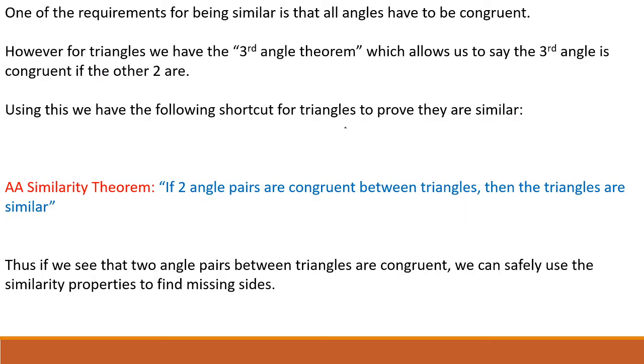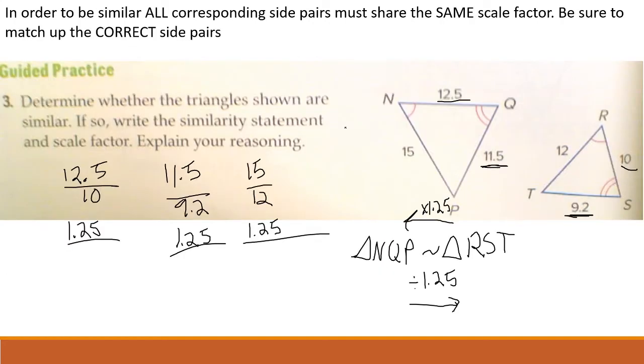Now, one of the requirements for being similar is this, like we just did there. We have to have all the sides have a matching ratio. They all have to have a matching scale with them. And again, I could flip all these and it'd be the same, by the way. I could do 10 over 12.5, 9.2 over 11.5, and 12 over 15. It wouldn't be the same number, but they'd all be consistent. So the key thing here is that when I match up the sides, they all get me the same number.